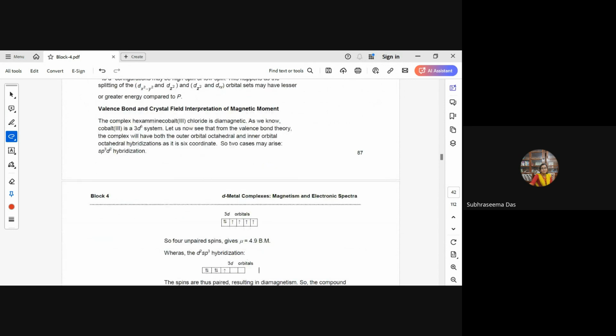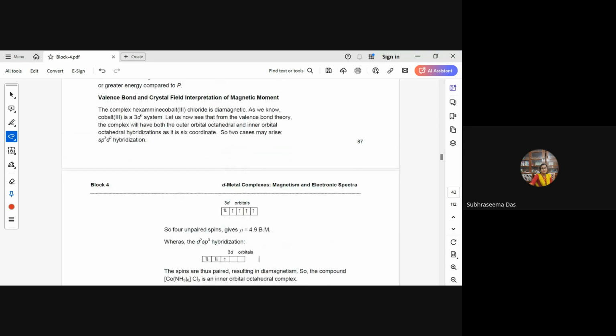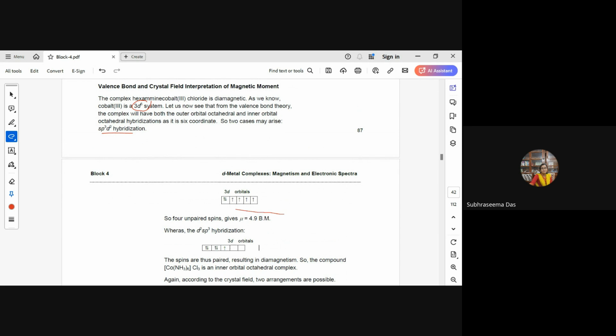Now, valence bond and CFT interpretation of magnetic moment. Let us consider hexaamine cobalt(III) chloride. We know it is diamagnetic in nature and it is a 3d6 system. Two cases arise here. One is sp3d2 hybridization, which gives us four unpaired electrons, and the mu is equal to 4.9 BM.